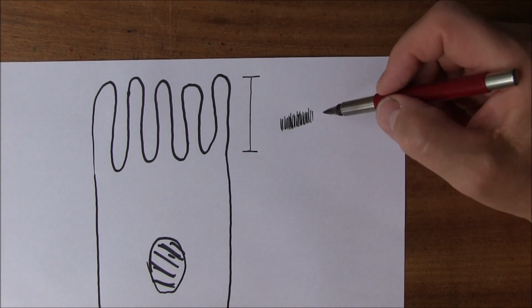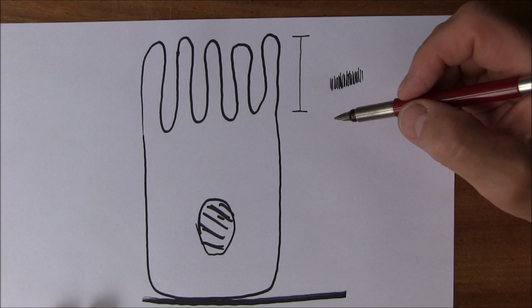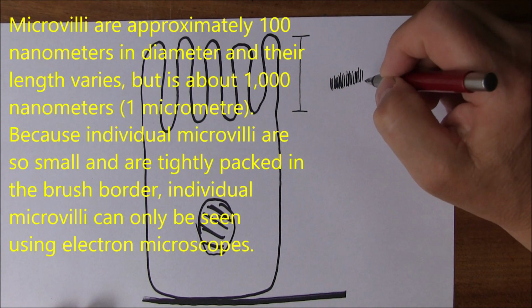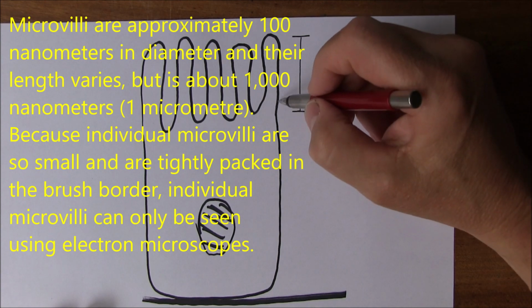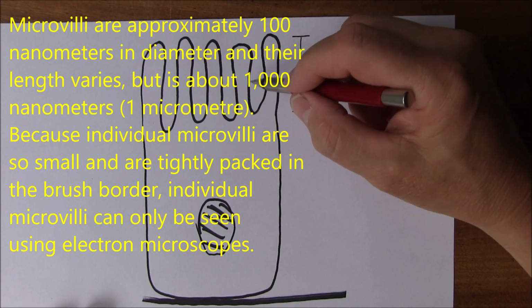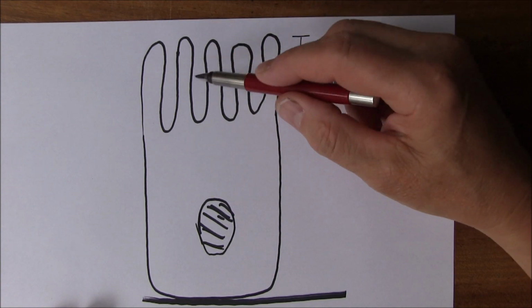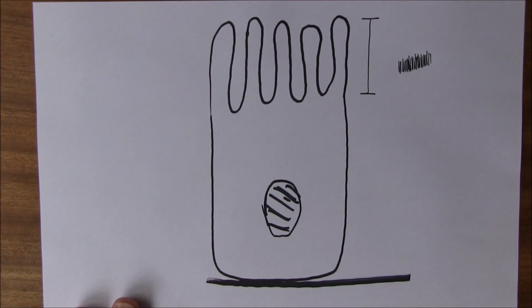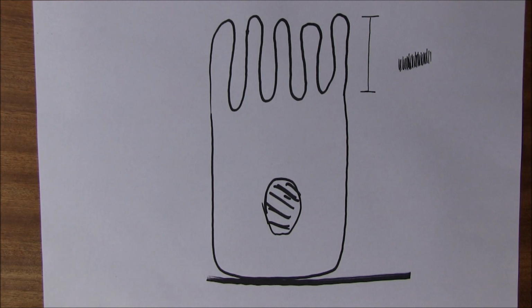Now, of course, we live in the days of electron microscopes. We can see these in exquisite detail. So we now know that the brush border is composed of 2,000 to 3,000 individual microvilli on the surface of each enterocyte. Such is the advantage of looking through the electron microscope.